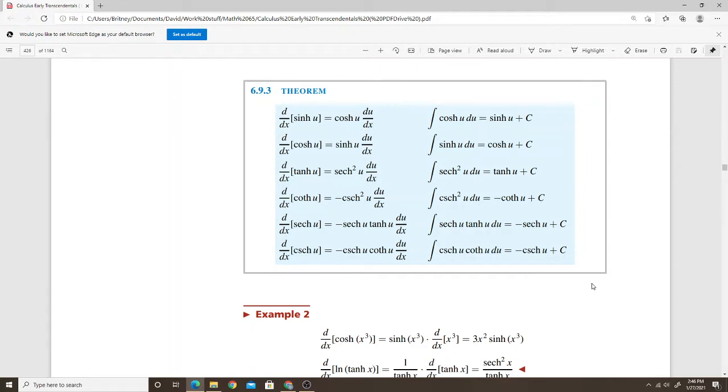These you definitely should make flashcards of and commit to memory, right? So you should commit this theorem to memory for sure. Okay.